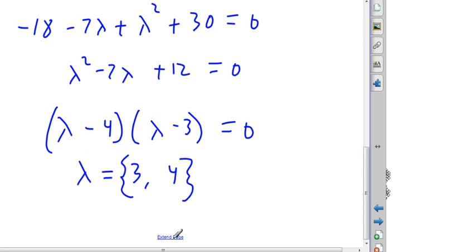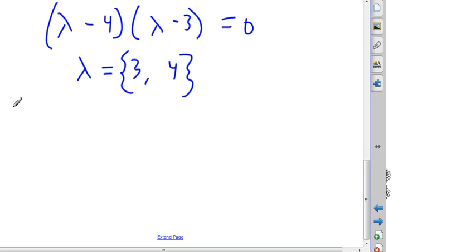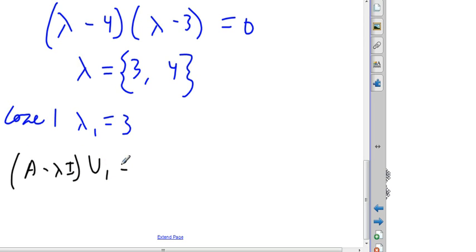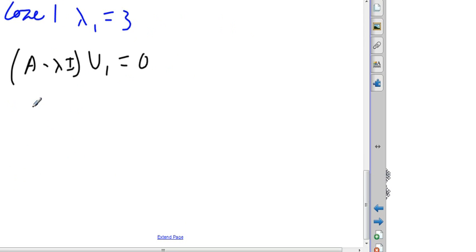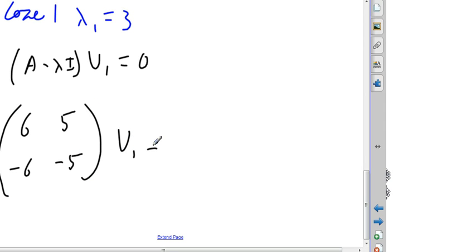Okay, now I'm looking for the eigenvectors. So I'm going to go case 1. Lambda 1 is 3. So A minus lambda I times V1 is going to be set equal to 0. So I have 6, 5, minus 6, minus 5, times V1 is 0. So V1 is going to be minus 5, 6.